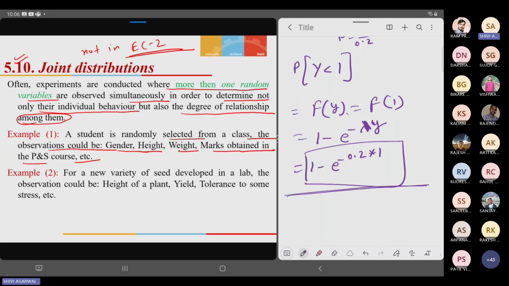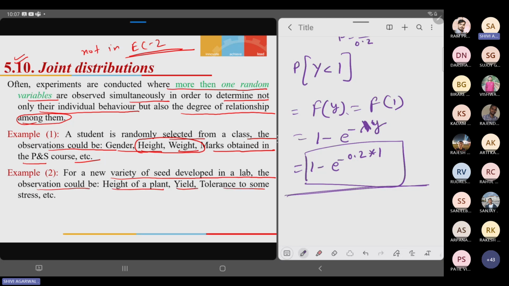So there are so many parameters we have to consider. There are so many random variables we are taking together. As you know, height and weight we are taking together most of the time. And marks in the probability and statistics course and the other courses, then only you are getting your CGPA. So those are two different random variables, and we are studying them simultaneously.